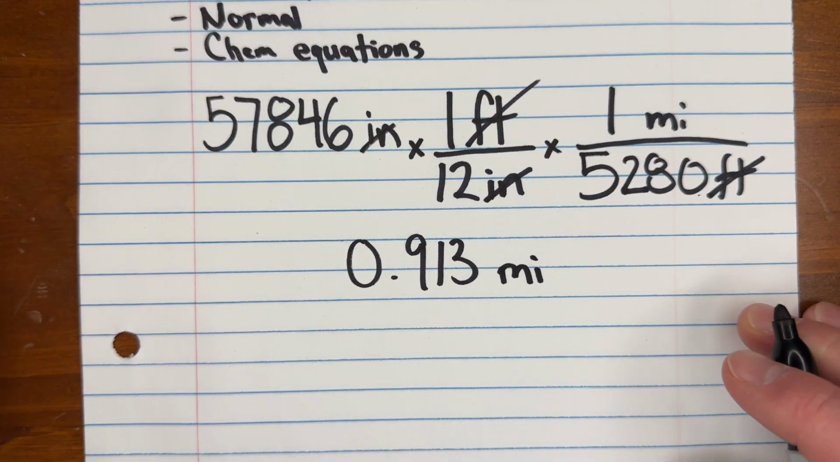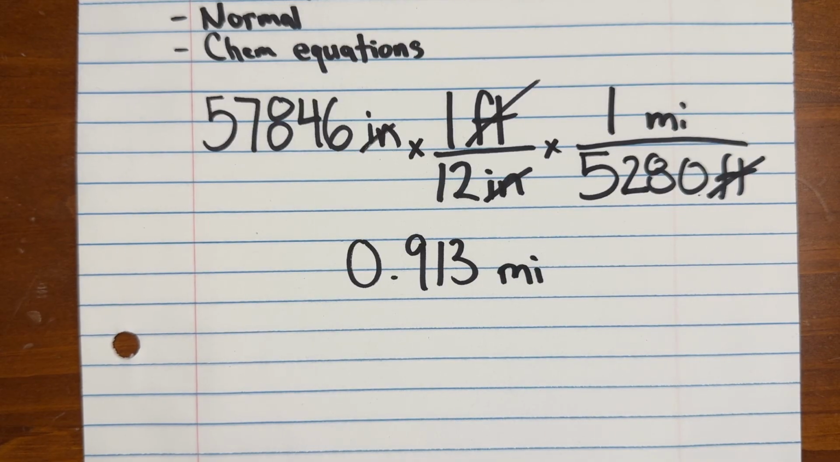Now, when it comes to unit conversions using chemical equations, it's a little bit more difficult. And the reason it's difficult is because these are a little bit more conceptual ideas. So think like grams and moles are difficult to think about in your head. And then going from moles to molecules, even that's pretty difficult.